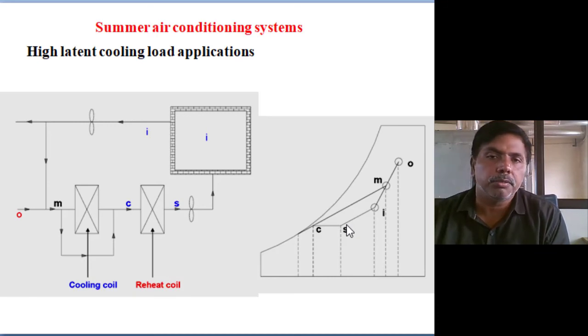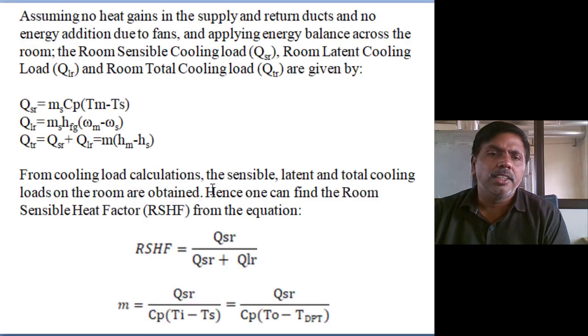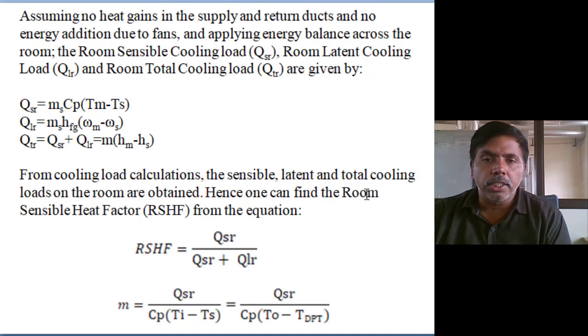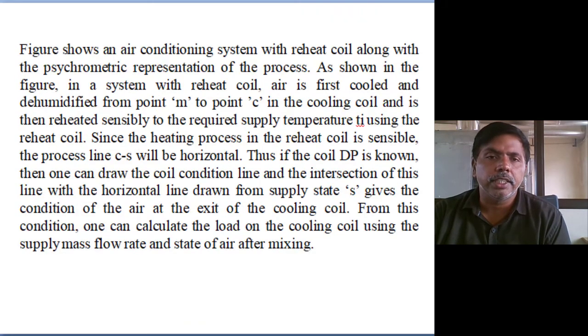In the simple schematic, cooling and dehumidification and sensible heating are required for the summer air conditioning system. Come to this one. What is the sensible heat? What is the latent heat? What is the total heat? And one more, the room sensible heat factor, we are calculating. How much sensible heat is there out of total heat? Total heat I know. Sensible heat I calculate as m Cp delta T. Then you can calculate the rate of sensible heat. This room sensible heat factor we generally calculate for designing of the system.